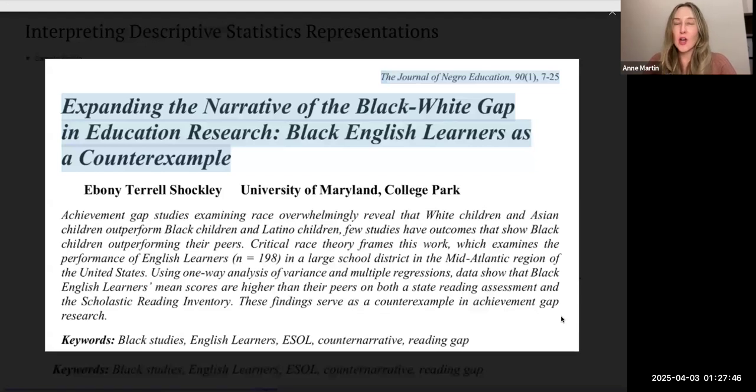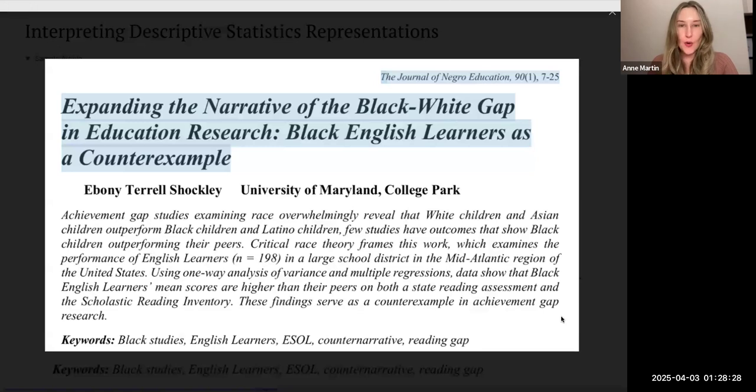This article is trying to dig deeper and understand the narrative surrounding the Black-white achievement gap in education. It is using a critical race theory point of view, and it is looking at Black English language learners as a counterexample to disrupt this narrative of the achievement gap, where often Black students are presented as lagging behind their counterparts. This study actually shows an example where the Black students lead other racial groups in terms of their achievement as English language learners.